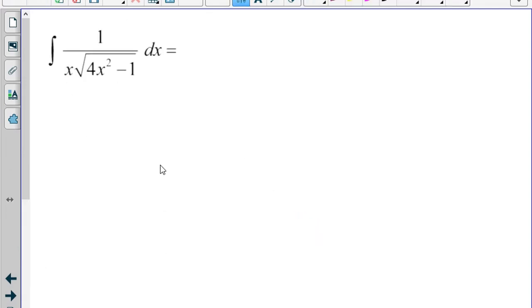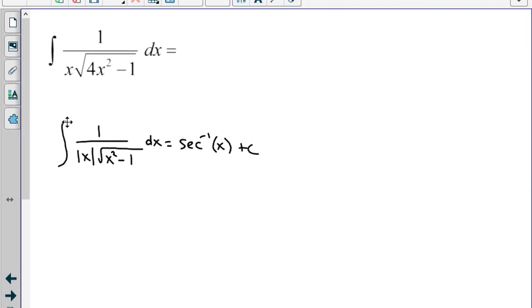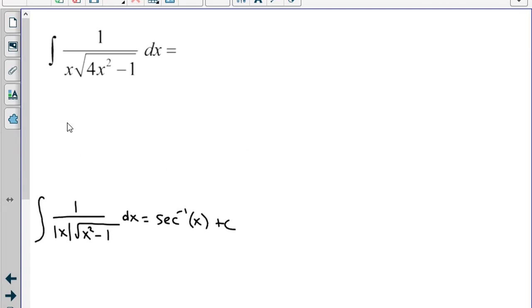Problem 3. This looks a lot like the integral of 1 over the absolute value of x times the square root of x squared minus 1 dx, which we know is the inverse secant or arcsecant function. So our main objective is going to be to get it to look something like this. So if that's our objective, we're going to have the integral of 1 over x. This would be a restricted domain situation here. The square root of 2x squared minus 1 dx.